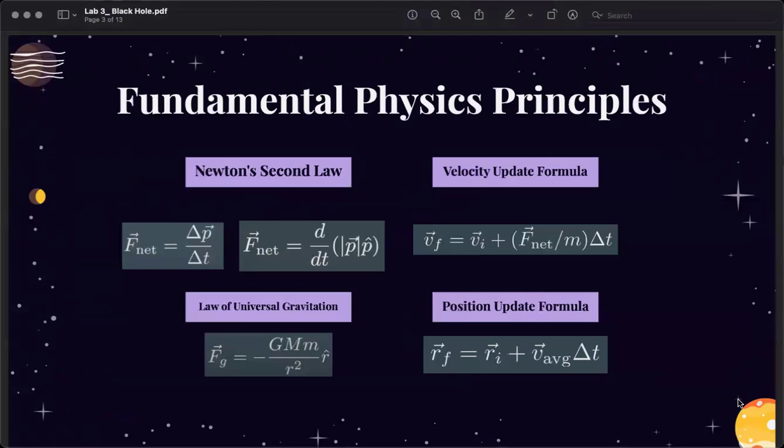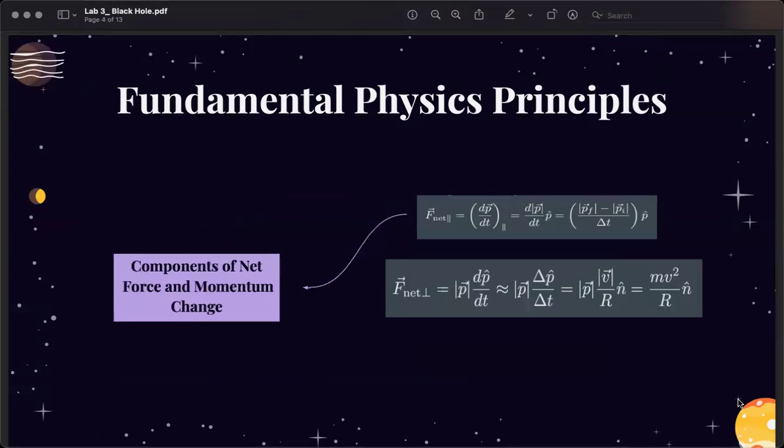So, starting out, I wanted to just talk about a few fundamental physics principles. The first one being Newton's second law, the second one being the law of universal gravitation. The next one being the velocity update formula and the position update formula. And then also here are just some components of net force and momentum change.